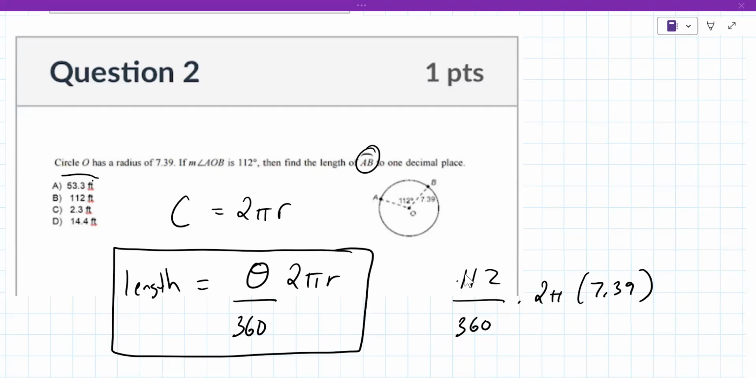112 over 360, which is 112 divided by 360, right? Sure. Yep. Times 2 gives me 0.31. Times that by 2. Times that by pi. And then 7.39. Okay, you should get 14.4.